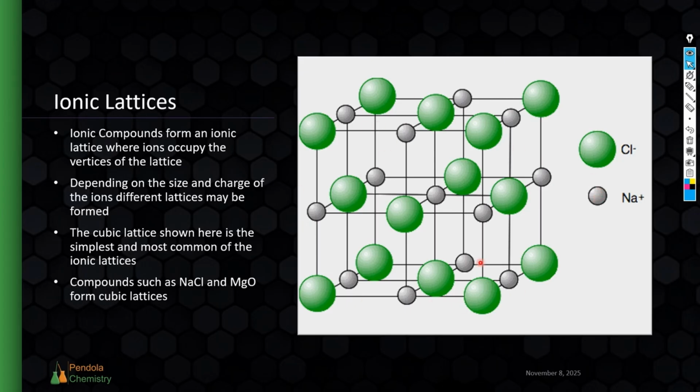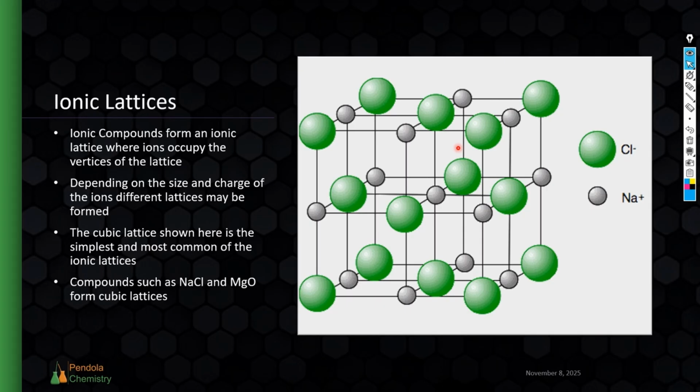So that's one of the key features of these lattices, that we can actually repeat them over and over and over again. If we grab one little cube, we can put another cube on the right, then another one below it, another one above it, so on and so forth, and they keep repeating over and over and over again. Compounds with 1-to-1 ratios, like sodium chloride and magnesium oxide, where the ratio is 1-to-1 and the size of the ions is very similar, form these cubic ionic lattices.